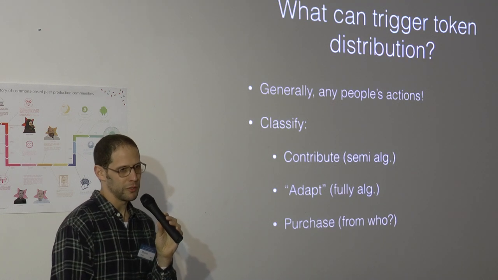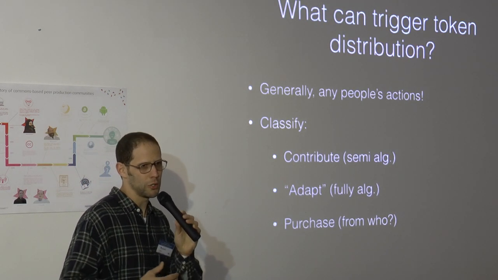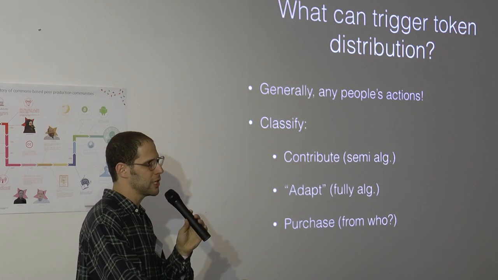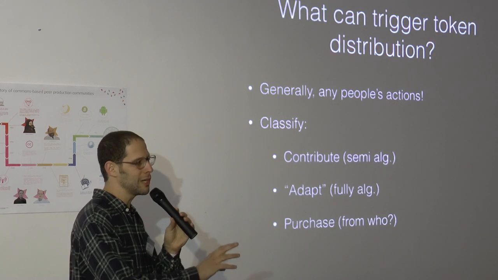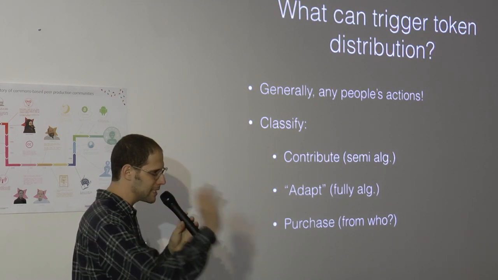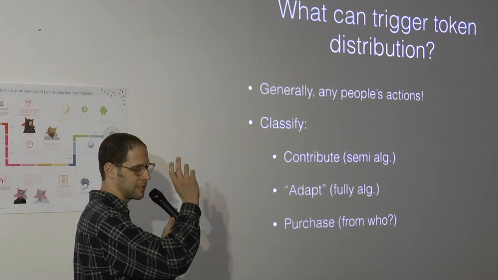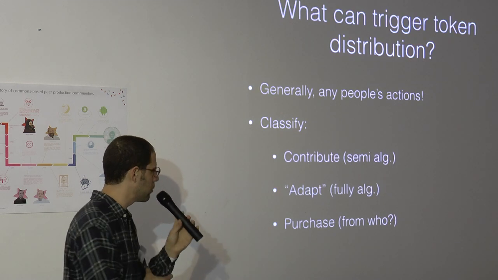So it's semi-algorithmic. But you can also have fully algorithmic protocols where you just make an action and automatically assign the tokens. That's usually a fit for adoption. When there is a very specific action that is desired, basically adapting the system. Yeah, maybe I'll say one more word about that.